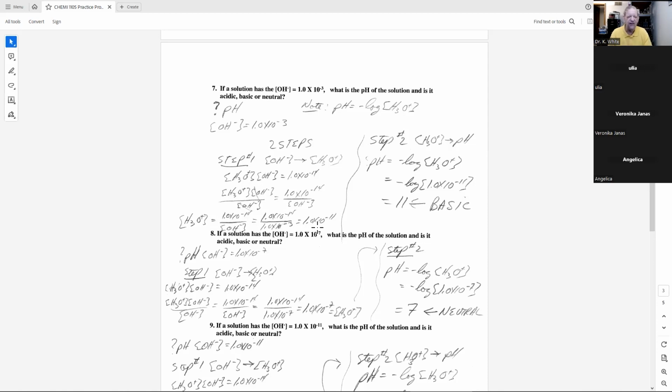Are we done? No, we're trying to get pH, and we only have the hydronium. But second step, hydronium to pH: pH equals minus log of the hydronium. Here we put in the hydronium. When it's 1.0 times 10 to the minus x, the pH is x, in this case 11, and that's above 7, so it's basic.